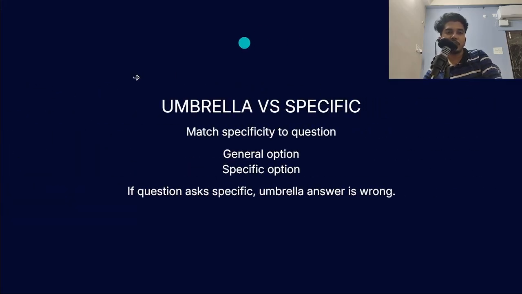Umbrella versus specific. This is a beautiful thing, because imagine, for example, you have a poisoning case. We were having this discussion with the intern group, and one of the students said, oh, we'll call the doctor. That's a beautiful thing. You have a poisoning case, you'll call the doctor. But don't you think that is a very umbrella kind of suggestion? That's not very specific. So we have to match specificity to the question. What is the question asking? If the question asks for specific, an umbrella answer will be wrong. So there is going to be a general option and a specific option. We need to select the specific option.